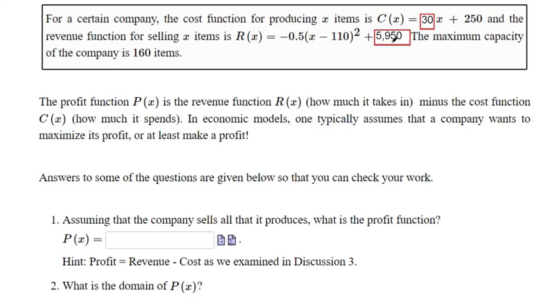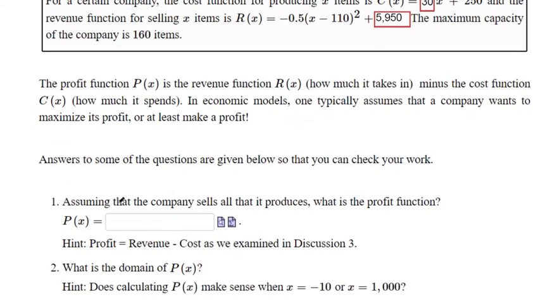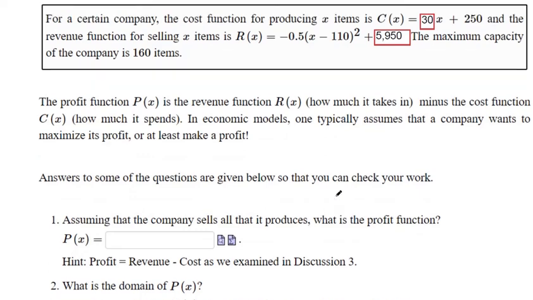Okay, I changed my functions up a little bit, but part one asks us to, assuming that they sell all they produce, what is the profit function? So the profit is just the revenue subtracted by the expenses, revenue subtracted by cost. So my profit function is negative 0.5 (x minus 110) squared plus 5,950, that's the revenue. And I need to subtract the entire expense, the entire cost function.